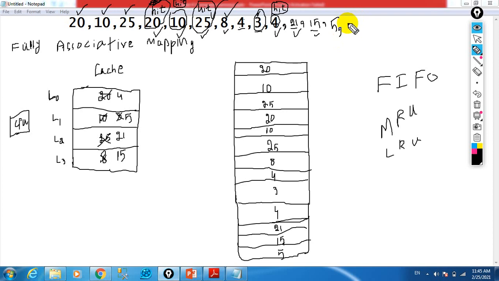For example, again, 20. Now if we want to put in another item, 20, and the CPU wants to access 20, 20 was there before.